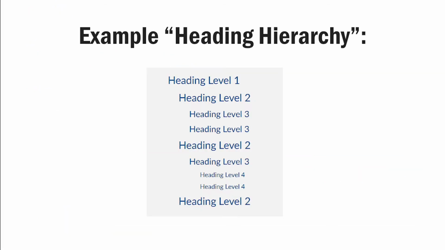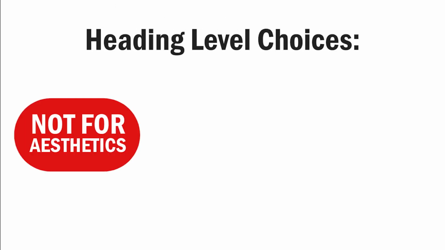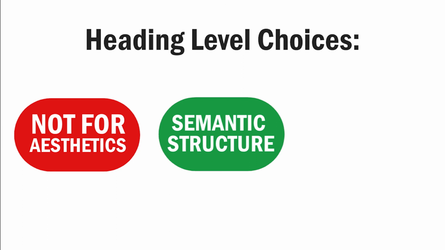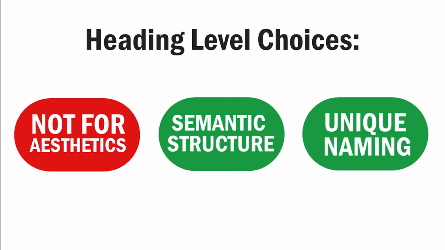It's important to adhere to the correct order of headings and not skip heading levels, as screen reader users will wonder if content is missing. And remember, heading level choices are not based on aesthetics. Heading levels are meant to provide semantic structure and make the material more easily interpretable. It's also essential that the names of headings are unique from the page's title.